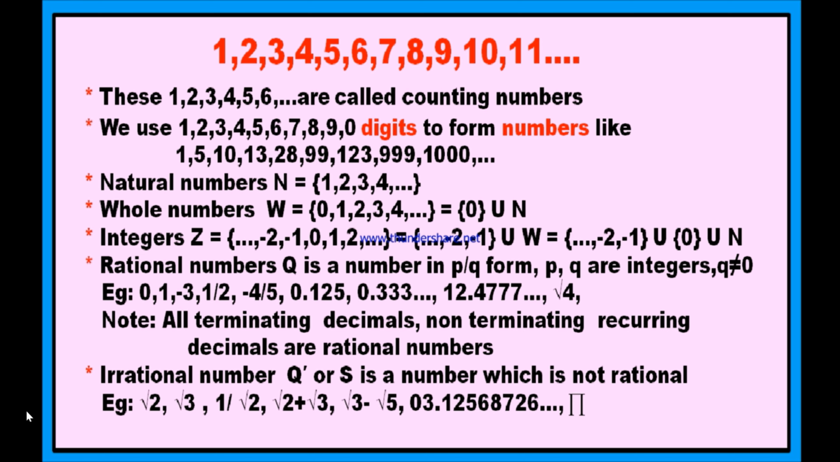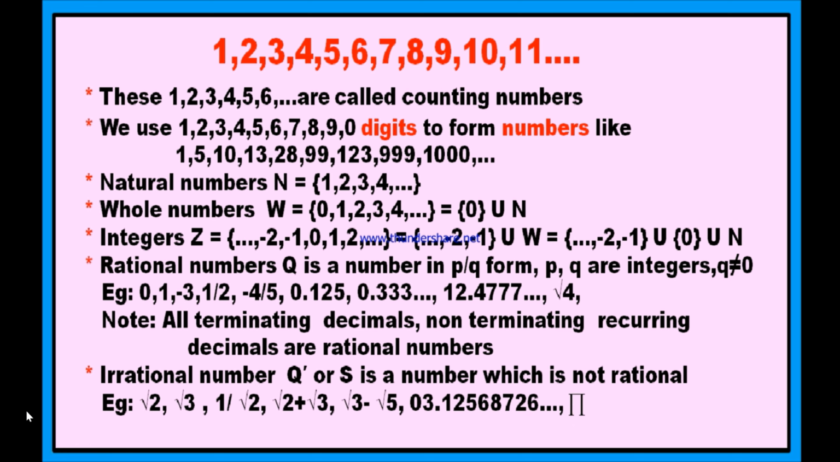Root 2, if you find the square root of 2, you will get a non-terminating and non-recurring number. And root 3 is also a non-terminating decimal. 1 by root 2, root 2 plus root 3, and root 3 minus root 5, 3.12568726 and so on. Here, if you look at this decimal number, this is non-terminating. It has no end, and at the same time nothing is repeating. It is not a recurring number and it is not a terminating decimal. This type of decimal numbers are called irrational numbers, and again pi is also an irrational number.